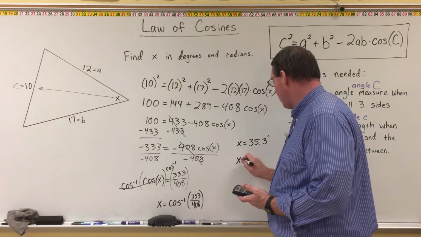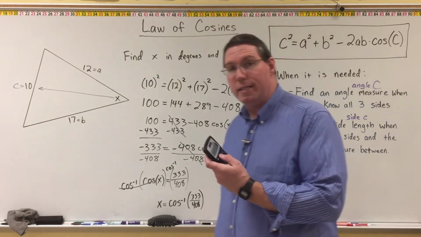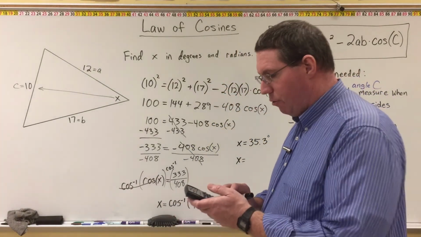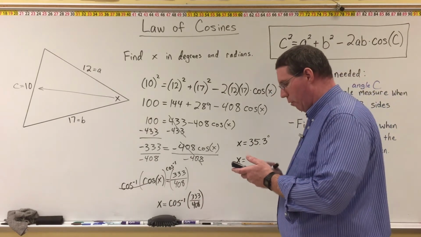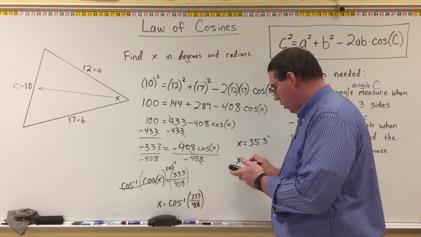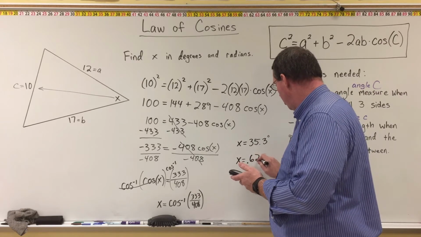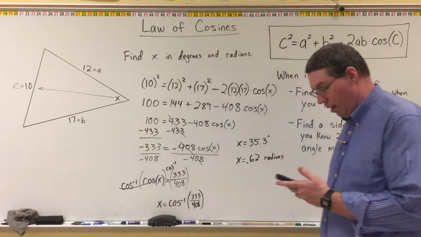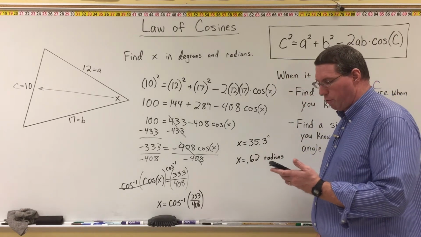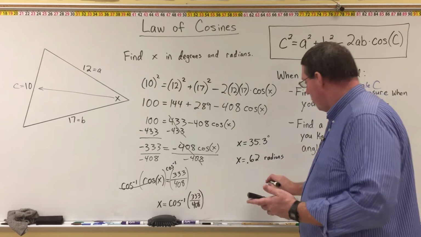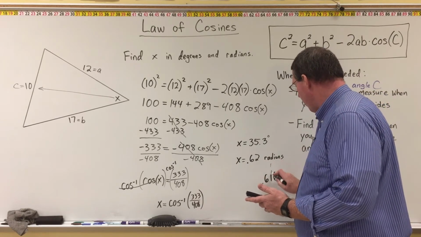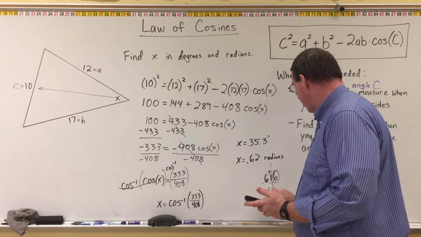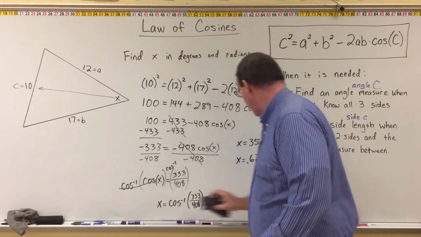And then for my second answer, x is equal to, I'm going to switch over, hit the DRG button and go over to rad for radians. Then I'm going to do cosine inverse of 333 divided by 408, and I get x is equal to 0.62 radians. That's rounded, since it's a final answer. It's actually 0.616033939, but if I'm rounding to here, this tells me to make this one go up by 1, and that makes it 0.62. So 0.62 radians.